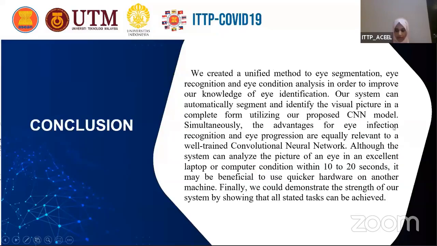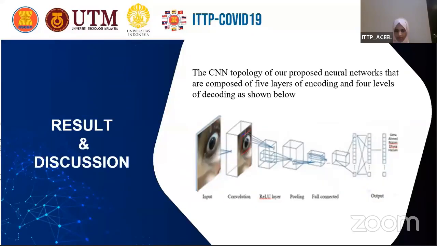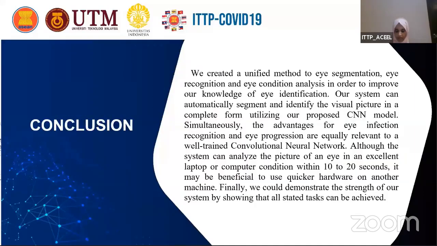So at the end, this is the conclusion. We have created a unified method for eye segmentation, eye recognition, and eye condition analysis in order to improve our knowledge of eye identification. So our system can automatically segment and identify the visual picture or image in a complete form utilizing our proposed CNN model.